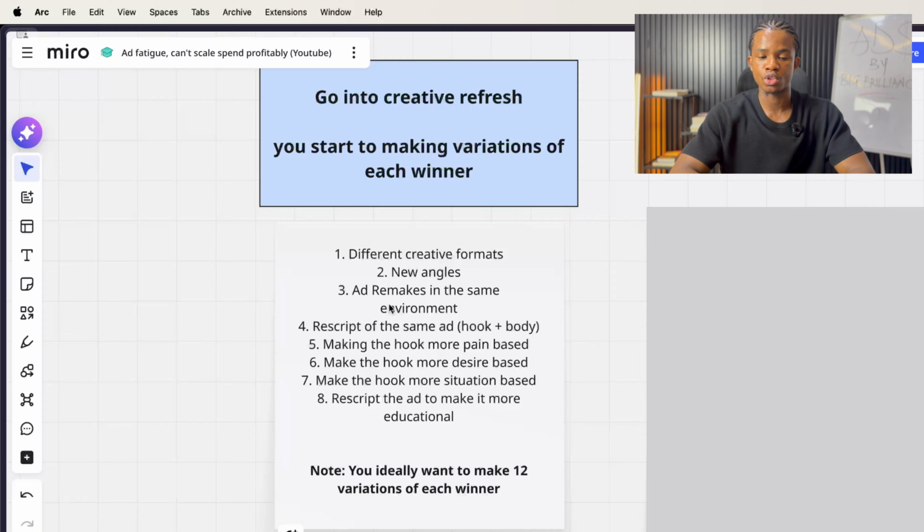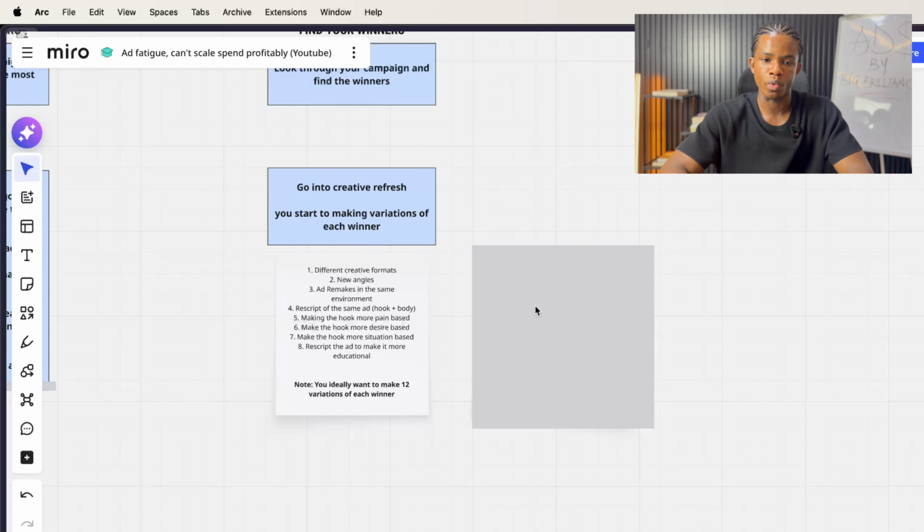And ideally we want to make about 12 variations of each winner so that we have enough volume going into the new cycle of testing these new ones. Not actually testing, but actually just scaling these new ones, right? So that's what we want to do there.